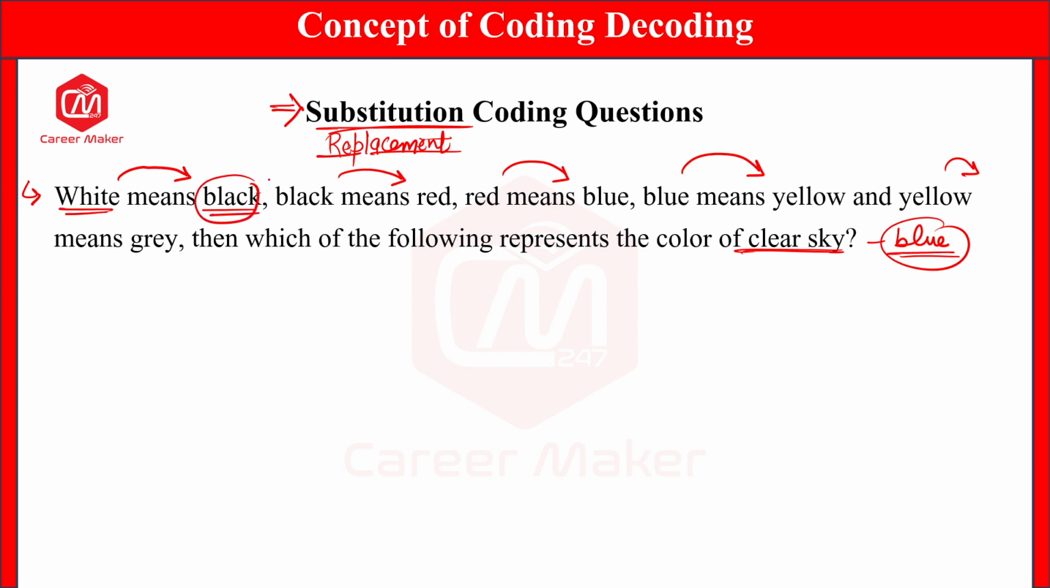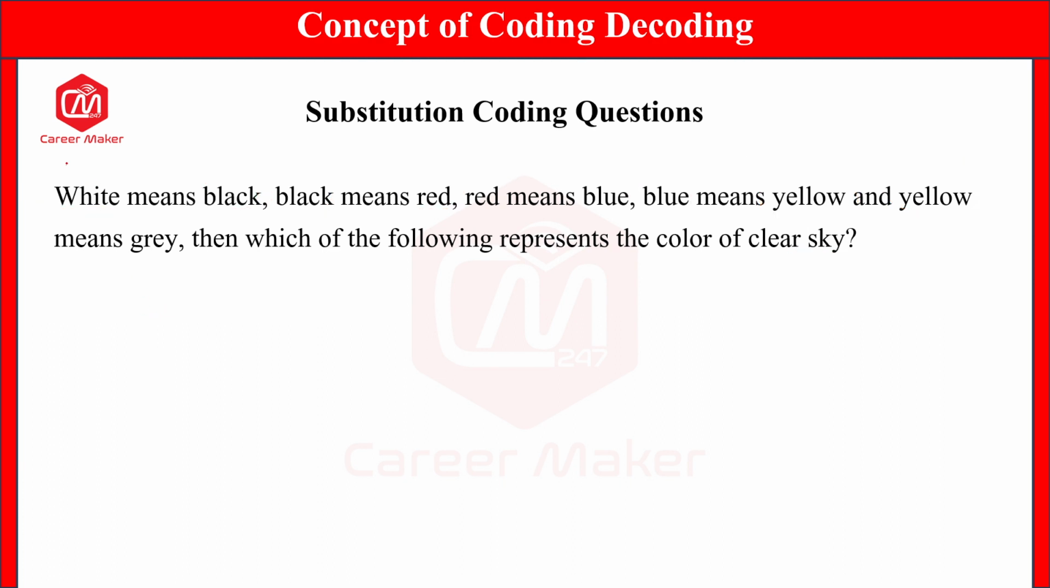This black has no relation with this black at all. Now this black is a different word whose code is red. Now this red is not the red which is written here. This is a word which is coded as blue. Now this blue is not related to this. This blue is coded as yellow. This yellow is a different word. This is a code, this is a word. That's the meaning.